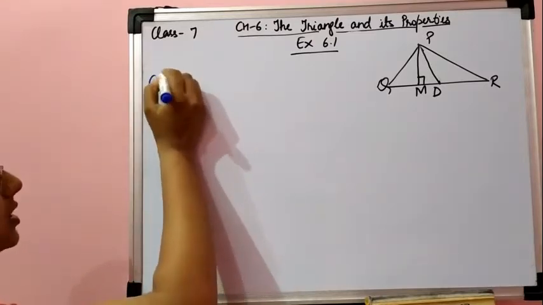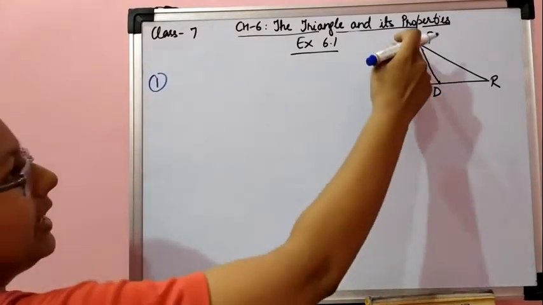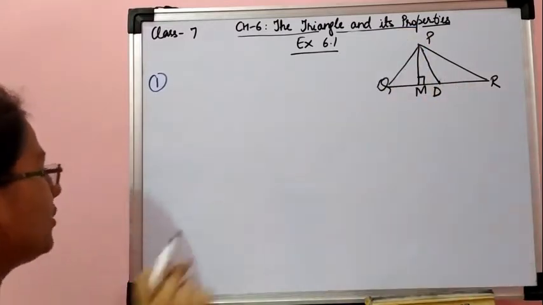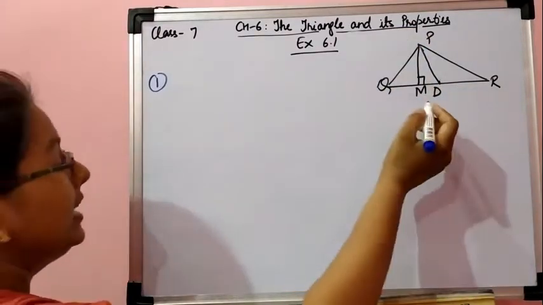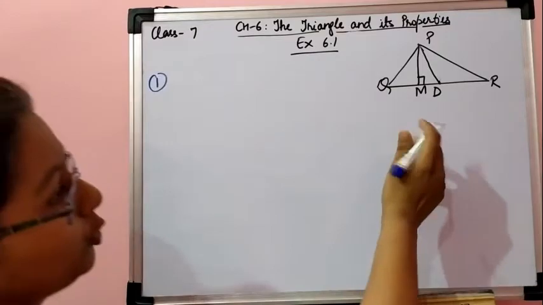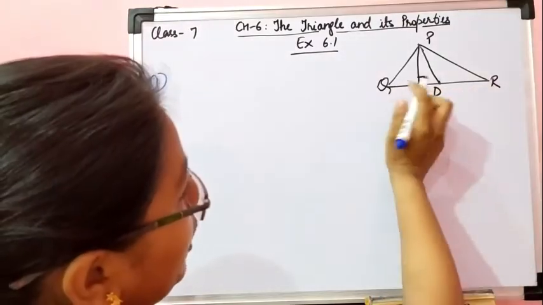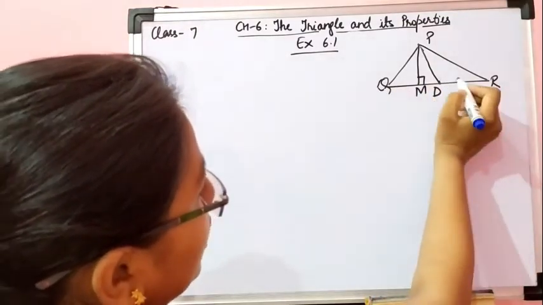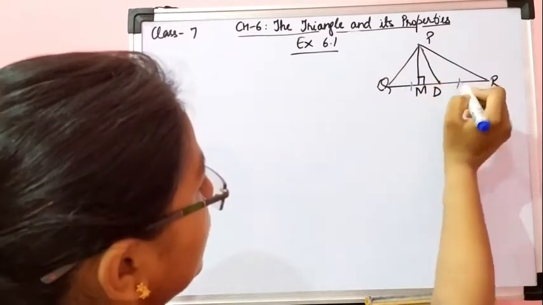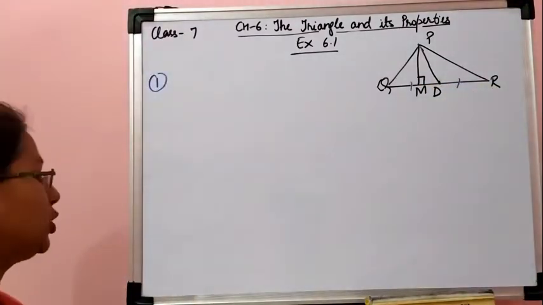The first question is, this diagram is made that in triangle PQR, the name of the triangle is PQR, D is the midpoint of QR. D is coming in the midpoint, like QD is equal to DR. Okay, DR is equal to QD. D is the midpoint of QR.